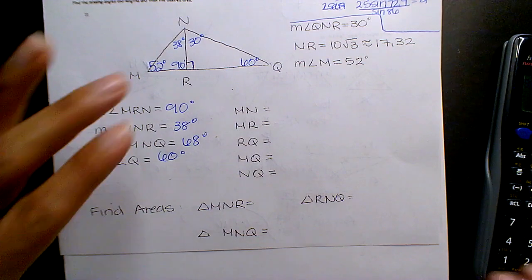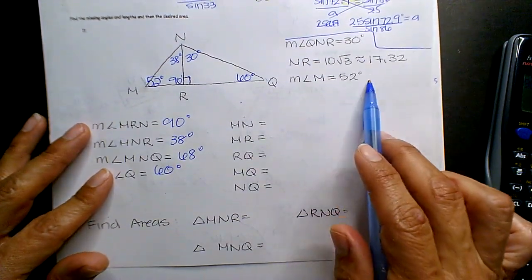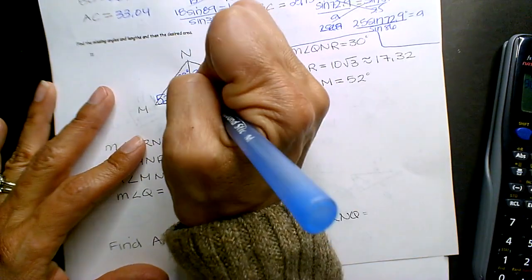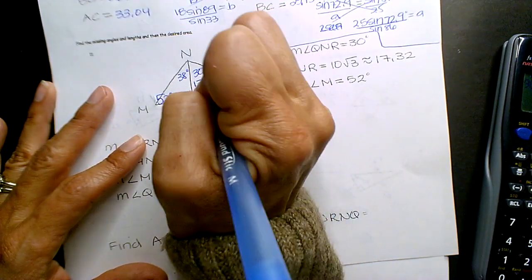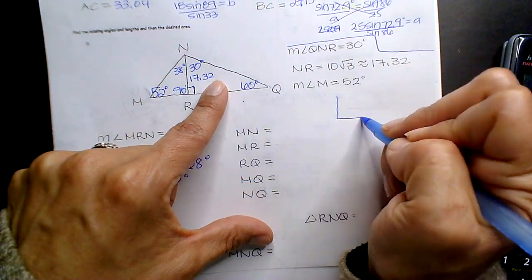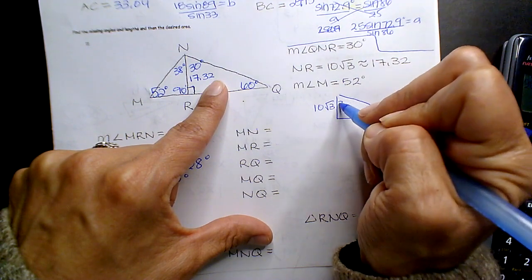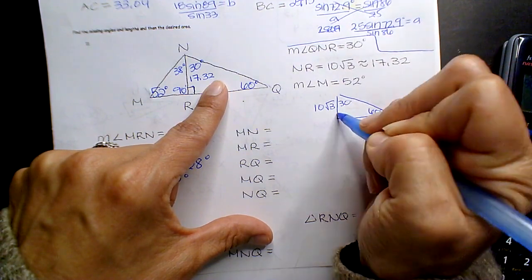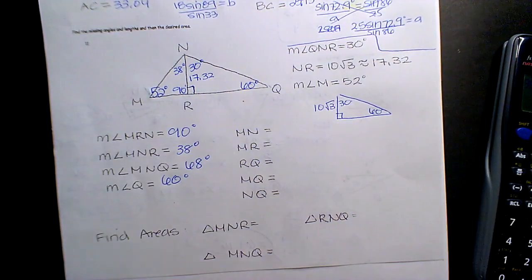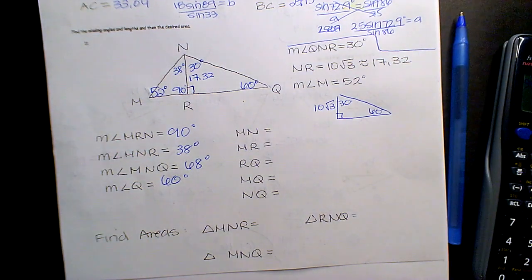Okay, so that's good. Now we come here, and for side lengths, I think we just get this: 17.32 is here, or 10 rad 3. I'm going to pull this one out, and I'm doing the 10 rad 3 because it's fast. I'm going to label it with markers so you guys can see.